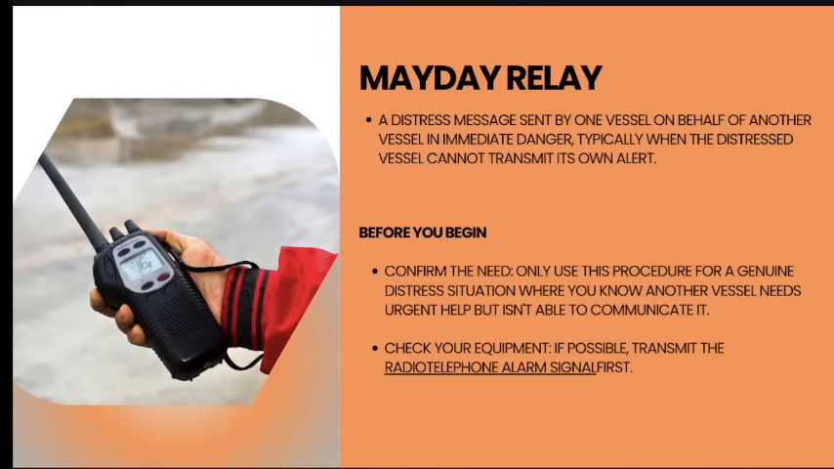Before you begin, you need to confirm the needs. Only use this procedure for genuine distress situations where you know another vessel needs urgent help but is not able to communicate it. And then you're going to check the equipment. If possible, transmit the radio telephone alarm signal first.